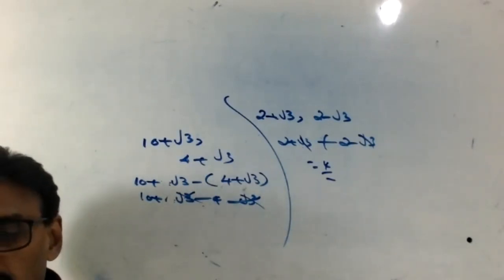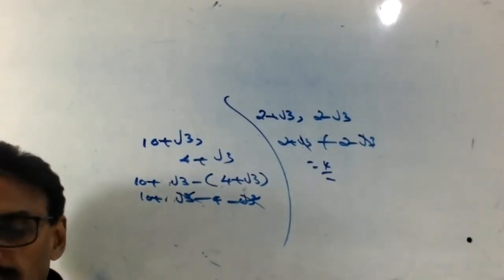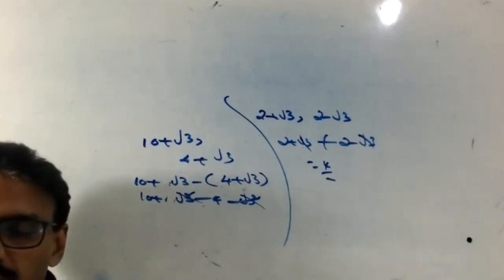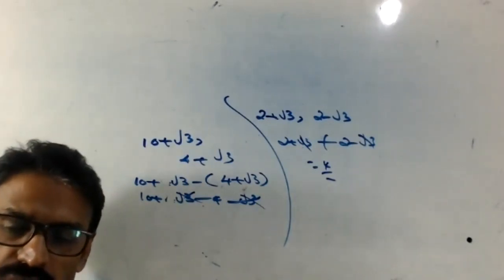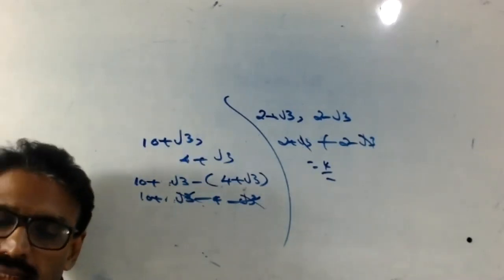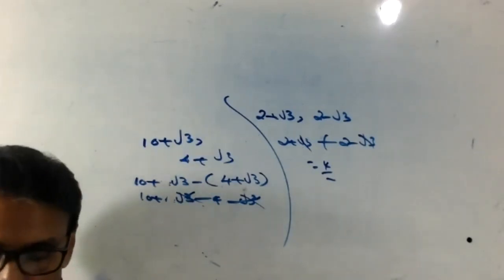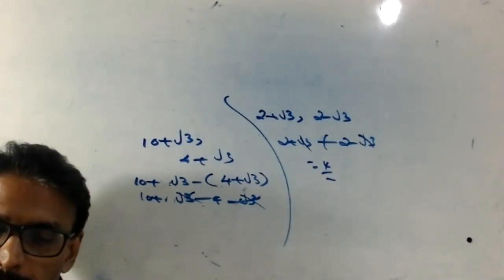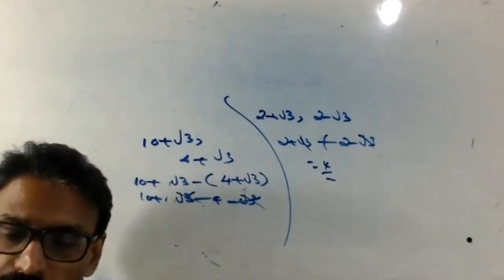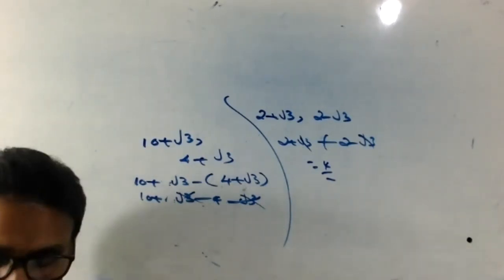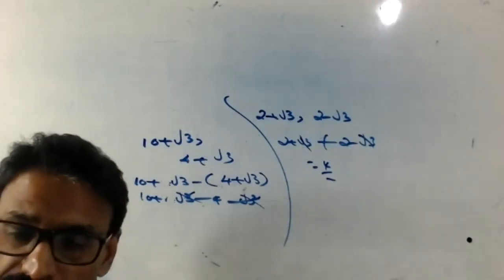That means root 2 and root 3, what? Root 6. Root 4 and root 3, root of 12. Root 5 into root 3, root of 15. Like that. Now clear? Root 2 and root 3. Yes. Next is product is rational.